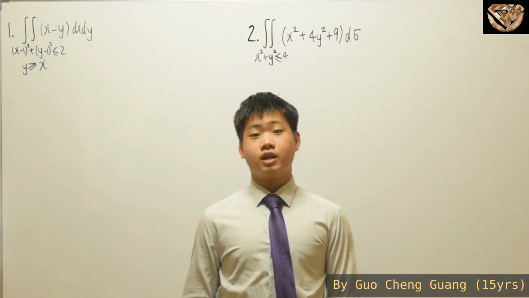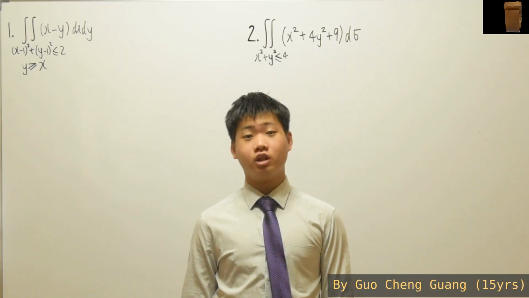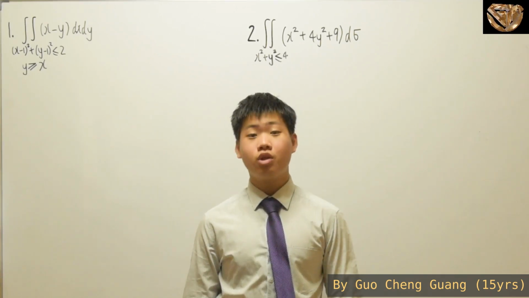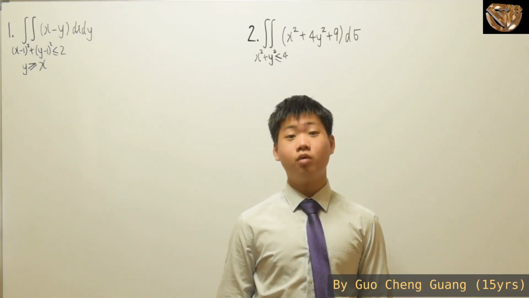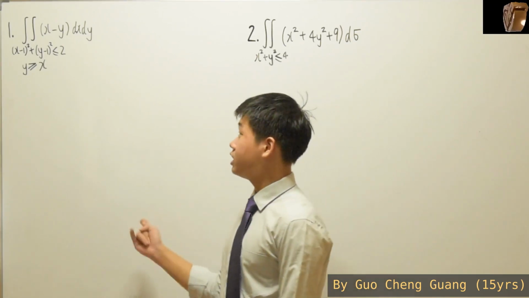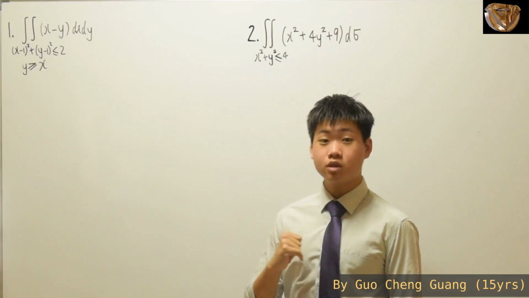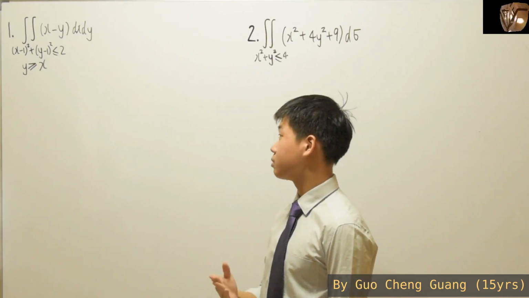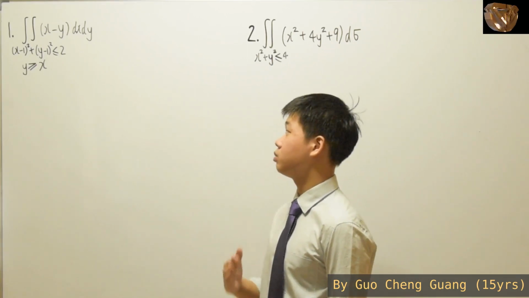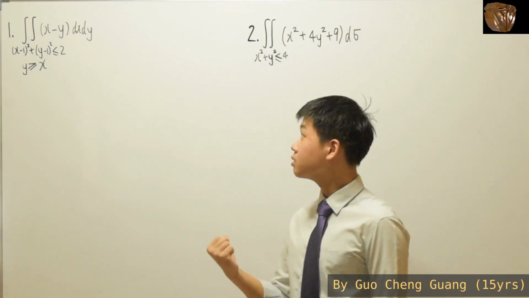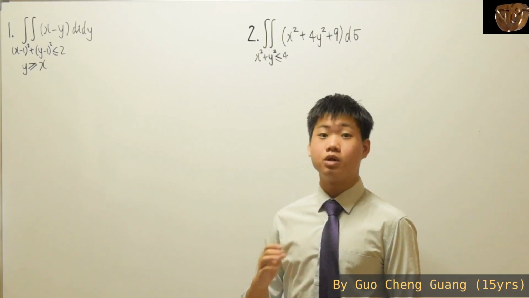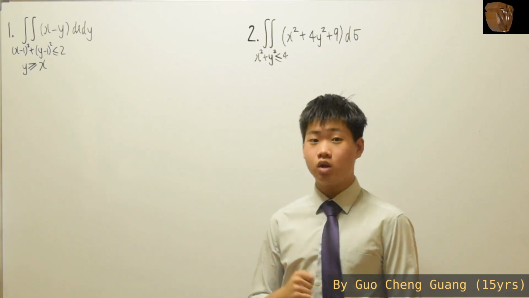In this lesson of Techniques and Applications of Definite Integration, we are taking a look at two different examples that we can try to solve. Let's start from the first example. In the first example, you're going to see a double integration over the region of (x minus 1) squared plus (y minus 1) squared smaller or equal to 2, and y is greater or equal to x. Your integrand is x minus y, dx dy.